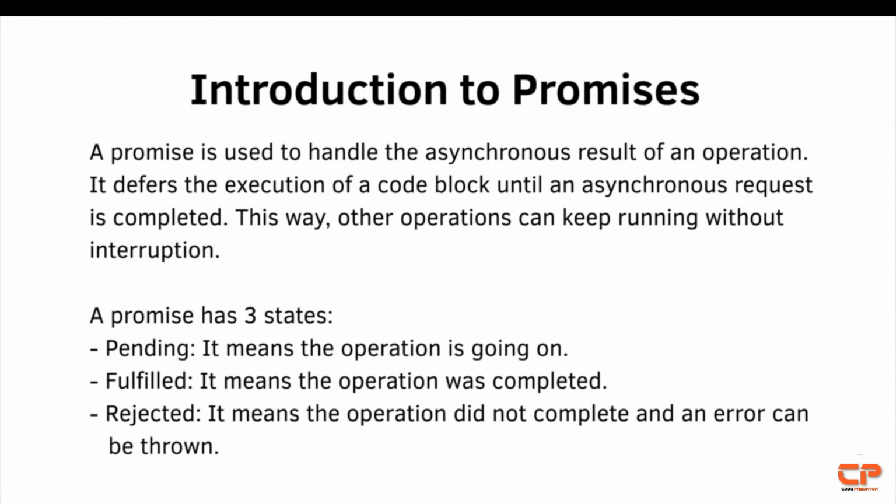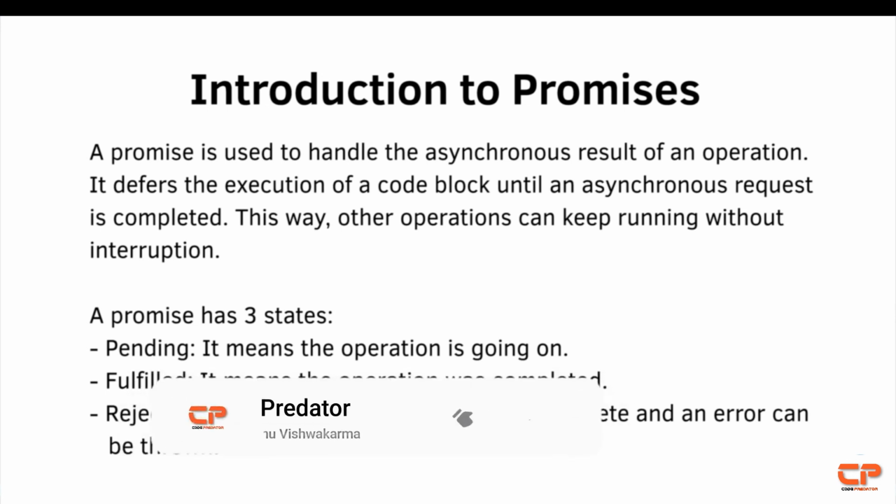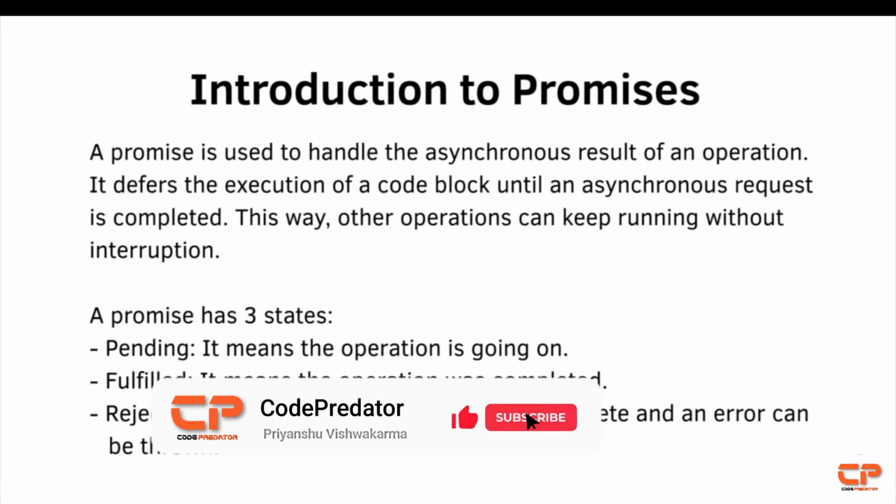So what is a promise? A promise is used to handle the asynchronous result of an operation. What it does is, it defers the execution of a code block until an asynchronous request is completed. This way, other operations can keep running without interruption.